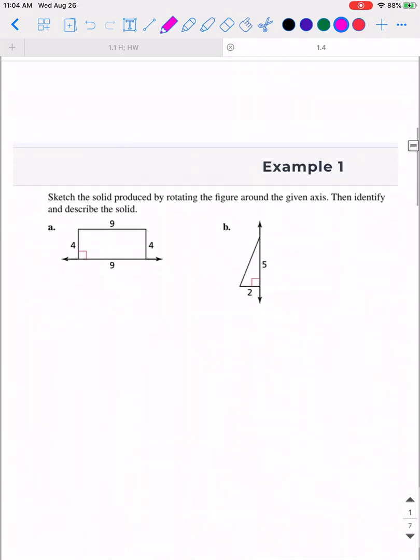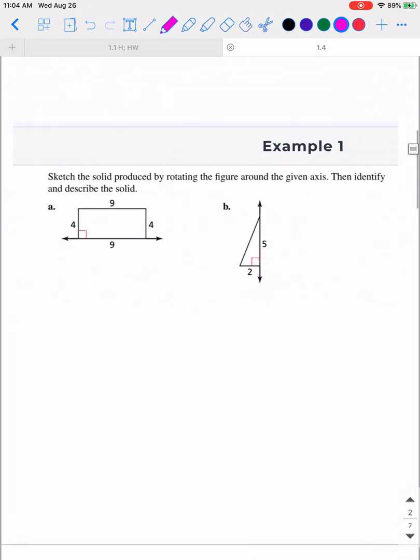Okay, example 1. Sketch the solid produced by rotating the figure around the given axis, then identify and describe the solid. So we're taking the same exact idea as our warm-up thinking. If I'm rotating it around the given axis, the axis is always just the line it lies on, and rotating it around the axis means it would swing around in a curve. Now if you visually think about it in your mind, that tells me I'm going to create a cylinder.